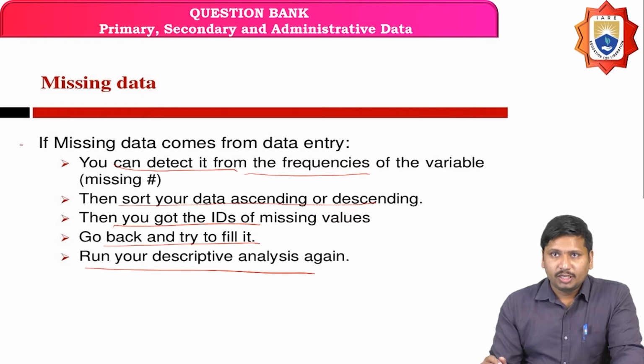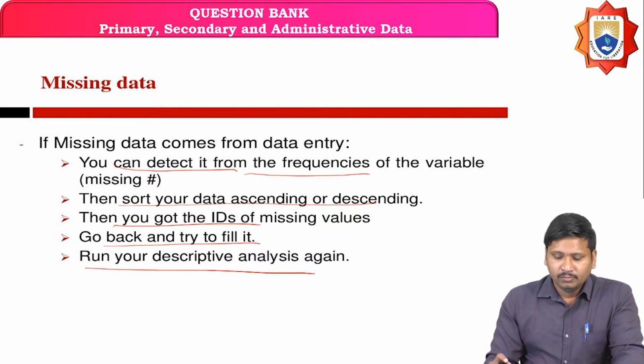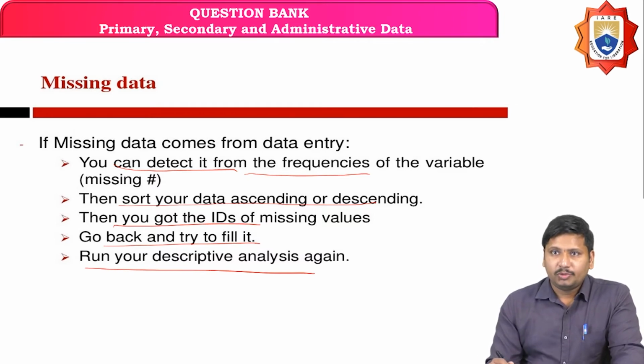So if the missing data comes from the data entry, what you have to do is detect it from the frequencies of the variable and sort your data in ascending and descending order. Then you get the IDs of the missing values and go back and try to fill them. Run your descriptive analysis again.